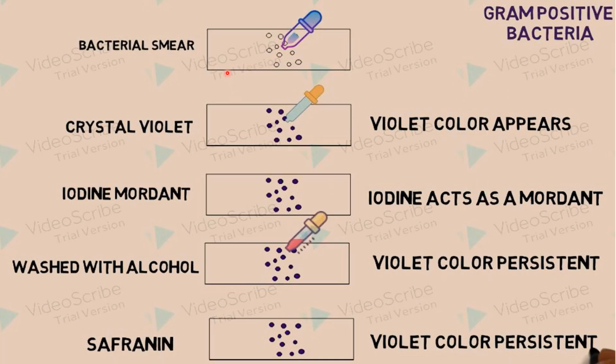And again, a brief explanation of the procedure for gram positive bacteria. First is the bacterial smear preparation. Then we are adding crystal violet, that is the primary stain. So violet color appears, and then we add Gram's iodine solution. And this iodine acts as a mordant. Then we are adding alcohol, and the violet color persists. Then we are adding finally the counter stain, that is safranin. And in case of gram positive bacteria, the violet color will remain.